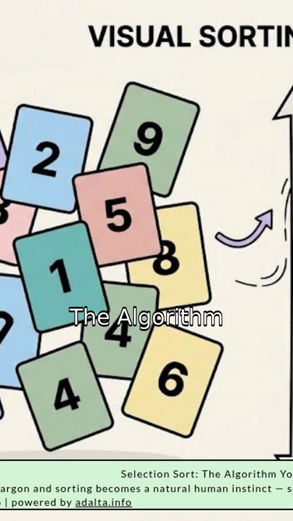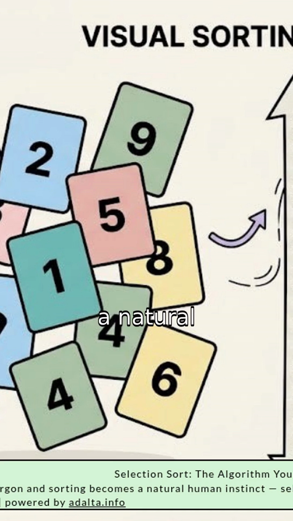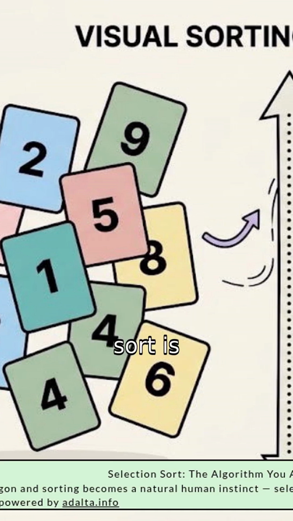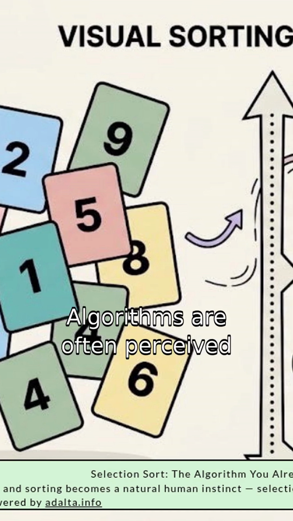Selection sort, the algorithm you already understand. Strip away the jargon and sorting becomes a natural human instinct. Selection sort is just find the thinnest book, place it, repeat.